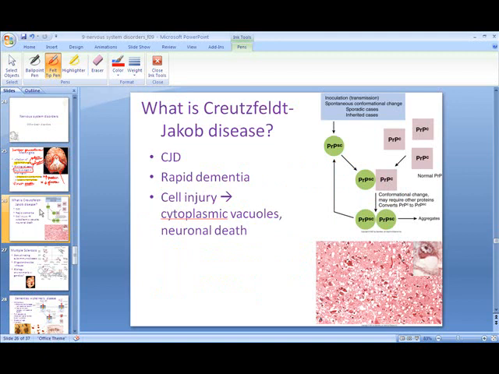Another type of disease I want to talk about just briefly that impacts the brain is a disease called Creutzfeldt-Jakob disease. And Creutzfeldt-Jakob disease, or CJD for short, makes it easier to say, is a disease that is very similar to mad cow disease, or what's called bovine spongiform encephalitis. In sheep, the same disease is called scrapie.